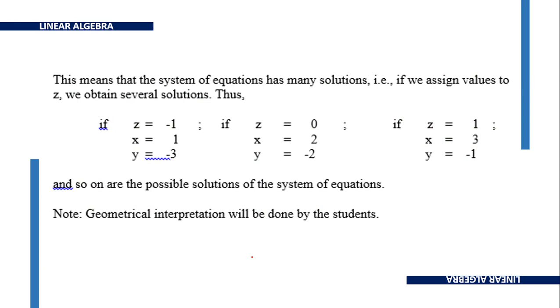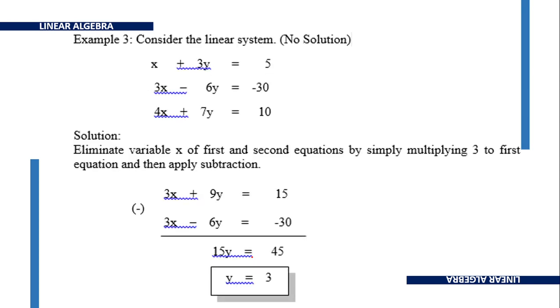Next is, ayan, so ito rin, guide din siya para maipakita na yung given equations natin is an example of many solutions. So next we have the example for no solution. So walang solution basically. So consider the linear system. So here we have three equations, 1, 2, and 3. Okay. So for the solution of this, eliminate variable x of first and second equations by simply multiplying 3 to first equation and then apply subtraction.